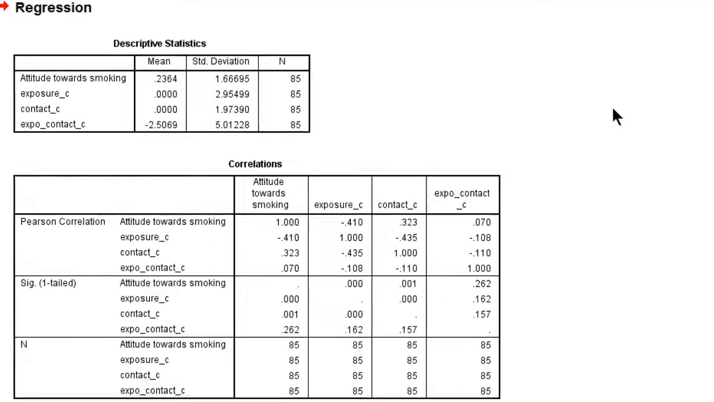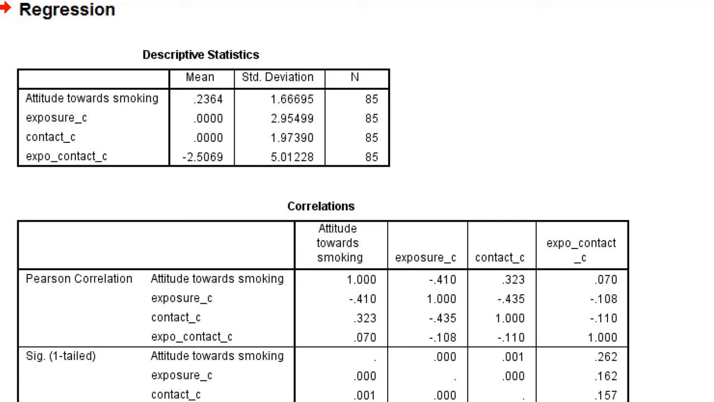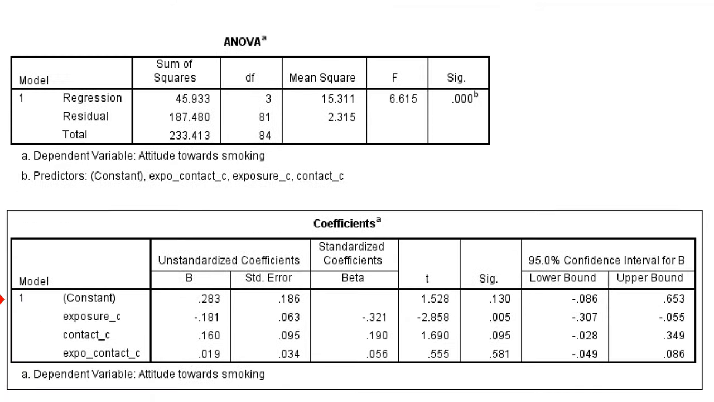In the output, the descriptive statistics tell us that exposure and contact have been mean-centered. The mean is now nicely zero. It could have been slightly different from zero due to rounding errors or missing values. Never mind that. It need not be exactly zero. Then let's go to the coefficients.